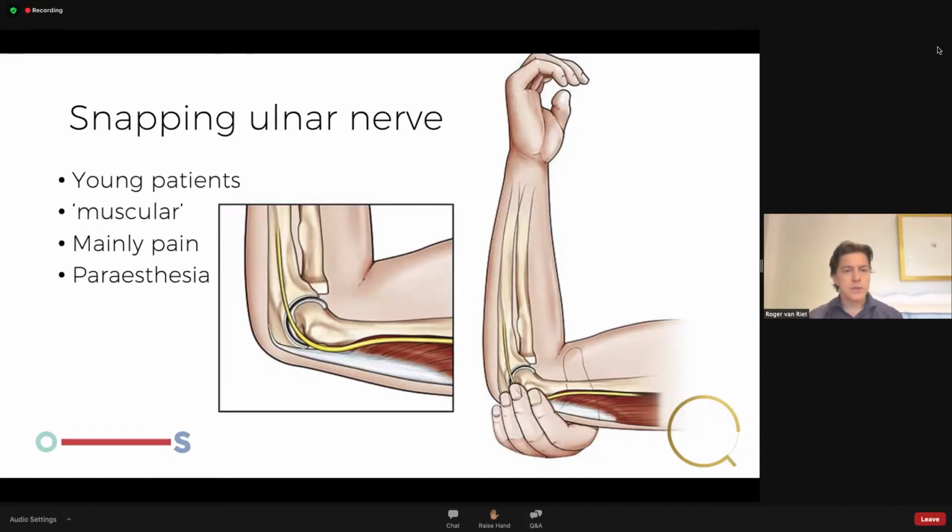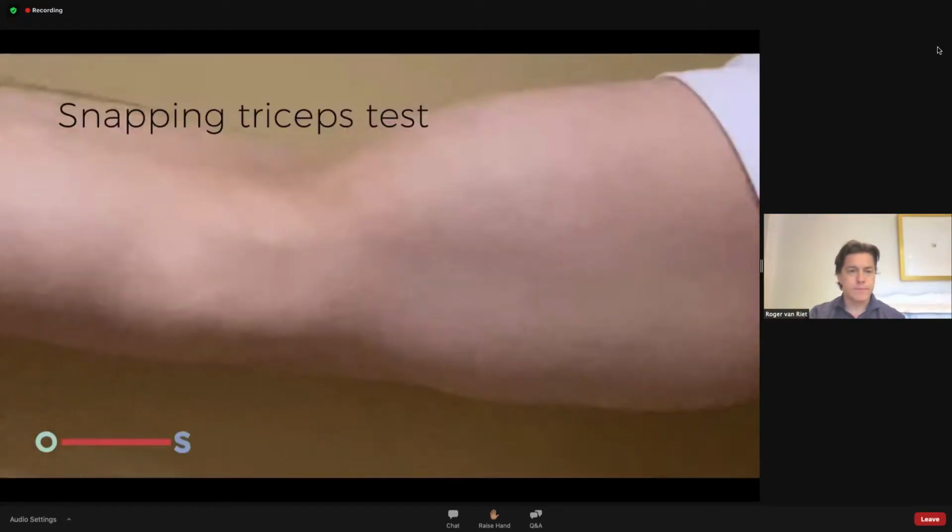These are young patients, often very muscular, sometimes bodybuilders. They mainly have pain on the inside of the elbow, and they might tell you that they have a click when they're exercising, for example, when they're doing bench presses or push-ups, and some of them will have paresthesia.